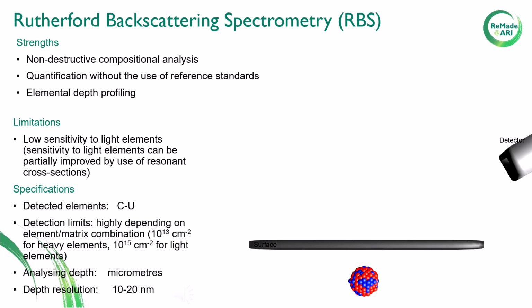The mass of the target atoms could be identified from the energy of the backscattered projectile. The backscattered particles are detected by the semiconductor detectors and thus we obtain the typical RBS spectrum. RBS is unique in that it allows quantification without the use of reference standards and elemental depth profiling, but it is limited by low sensitivity to light elements.